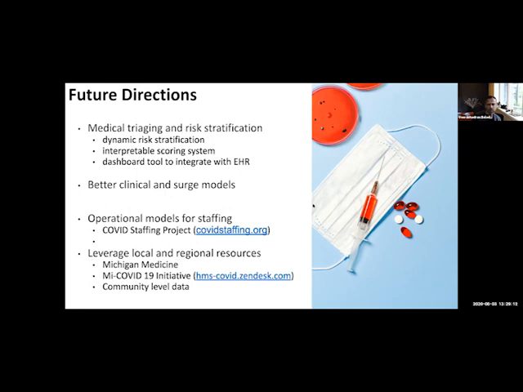I know there's a lot going on within the university, and also consortium level efforts that this is part of, especially the COVID staffing projects led by Brian George here, and also through Michigan Medicine and the consortium of hospitals, the MI COVID-19 initiative that has come together to collect this data and look at community level data.